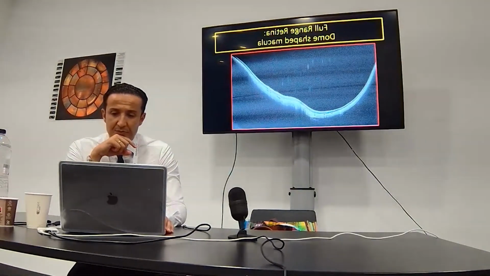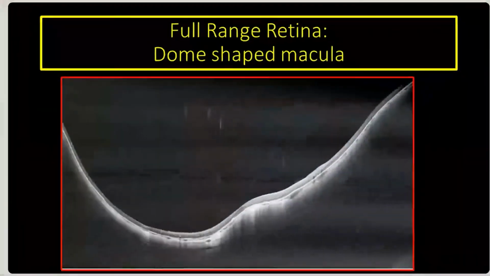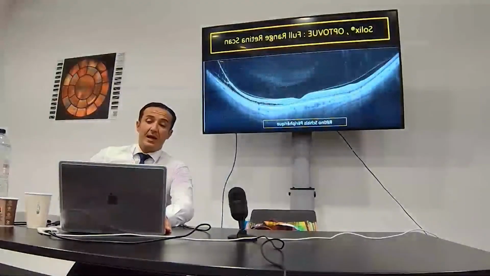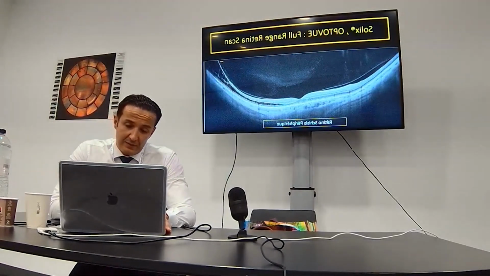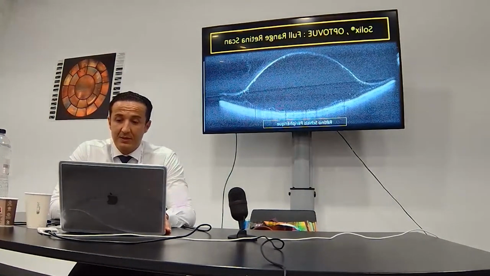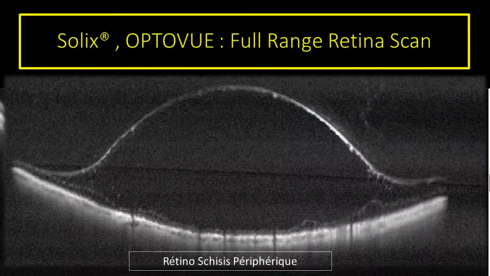Look here, a dome-shaped macula. You can have the whole image in the acquisition window. You can also scan the peripheral area, and look here, we observe the beginning of retinal schisis, and you can move the fixation and scan the bullous retinal peripheral schisis in this patient with a fluorescent retina.